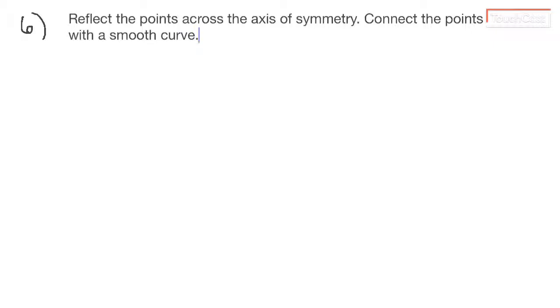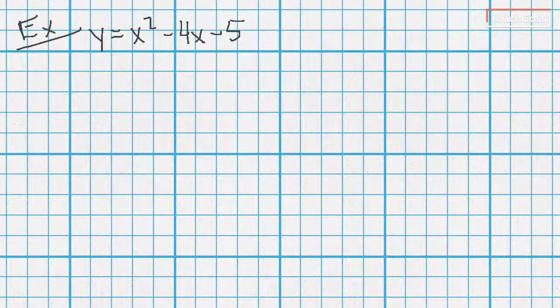So let's look at an example. We're only going to do one example in this video. So let me pull up some graph paper. We are going to graph y equals x squared minus 4x minus 5. So our first step is to find the axis of symmetry.